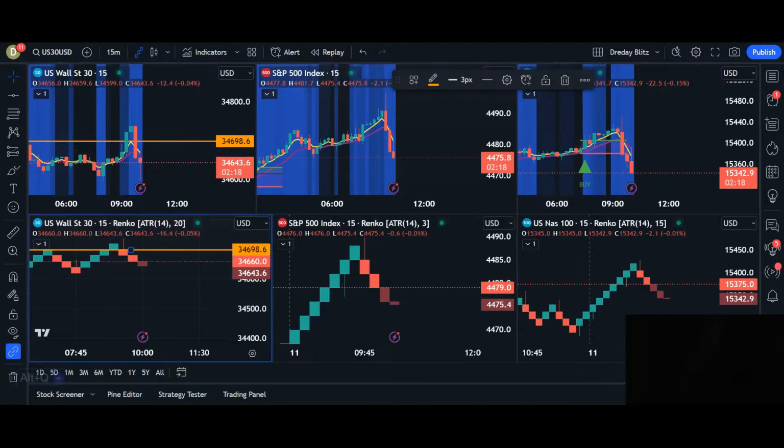We still have 3 minutes left on that candle, so we'll see how it goes. But right now we're still seeing some bearish movement here on US 30, S&P 500, and Nasdaq. So good push down overall.